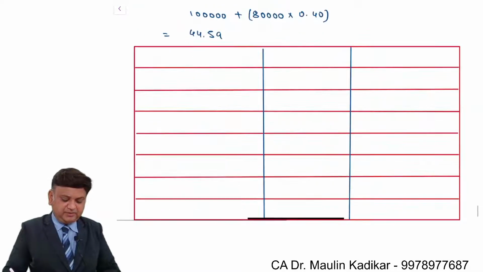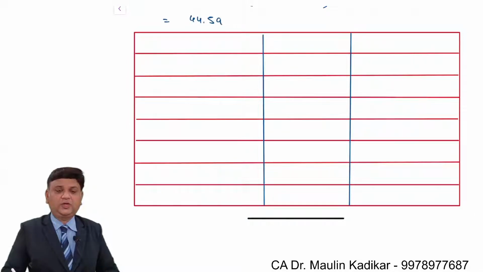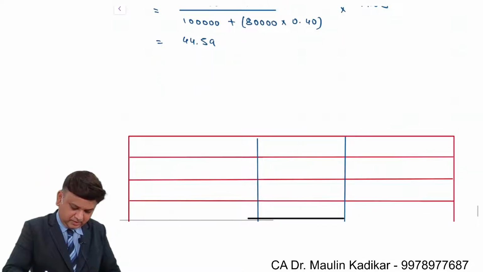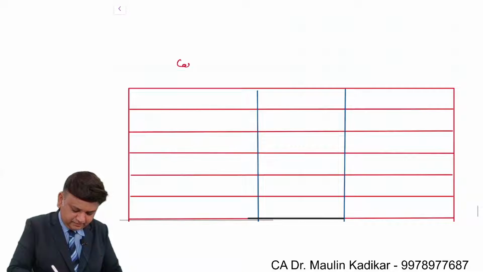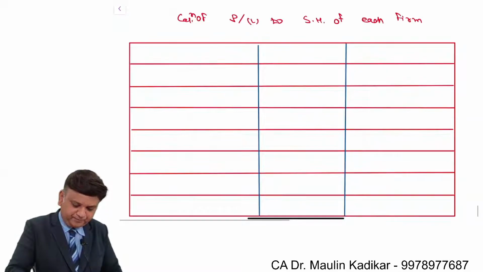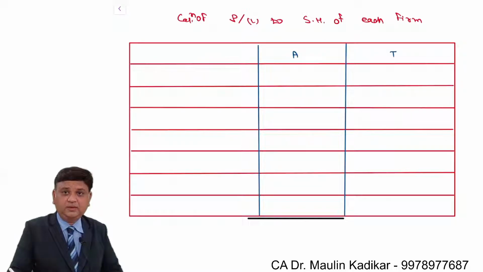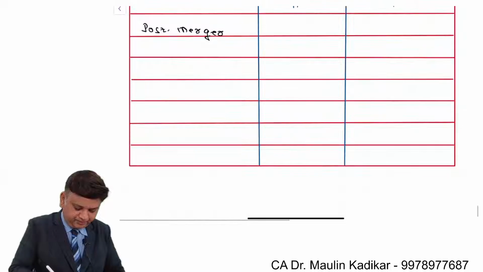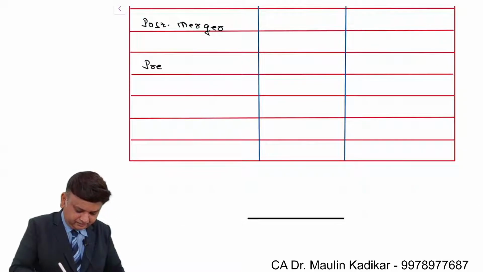Once we compute the MPS of the merged firm, we have to compute the profit or loss to shareholders of each firm. So calculation of profit or loss to shareholders of each firm. It is A Limited and T Limited. In that, we are required to make a comparison of the post-merger with pre-merger.